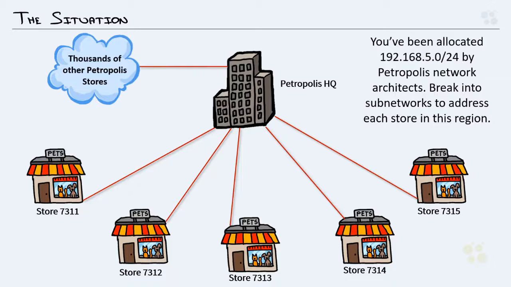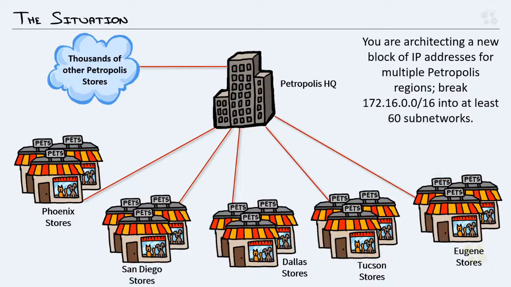You just got promoted. You did so well in that example that you're now the network architect for Petropolis, and they've said, we want you to address not just a couple of stores, we want you to address the entire region. Notice we're now looking at all the Phoenix stores and San Diego stores, Dallas, Tucson, Eugene, all these regions of stores. And they've said, let's step back a little bit. I want you to take this Class B subnet, 172.16.0.0/16, and break that into at least 60 subnets or subnetworks.